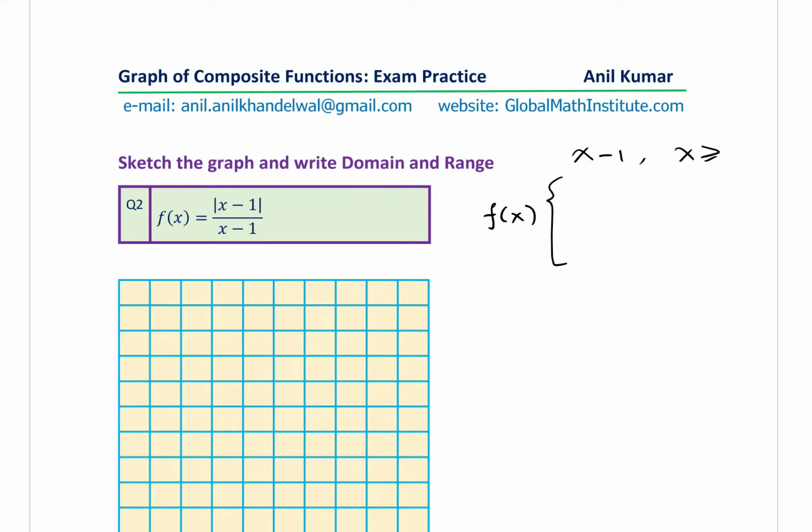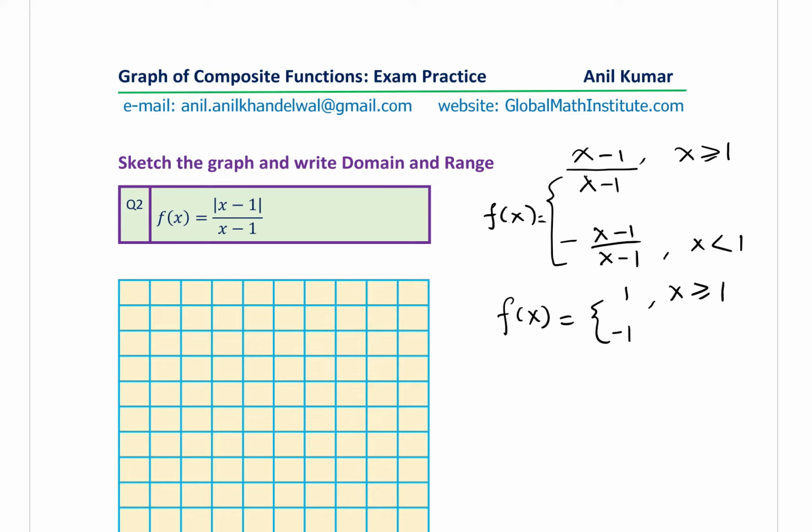greater than or equal to 1, right? Add 1, it is 0, correct? Divided by the linear function, which is x minus 1 in this particular case. If the value of x is less than 1, in that case, it becomes negative of x minus 1. So I could write negative of x minus 1 over x minus 1. So clearly, we could rewrite the function f of x as equal to either plus 1 or minus 1, depending on the x value. If it is greater than or equal to 1, it is plus 1. But if the x value is less than 1, it is negative 1.